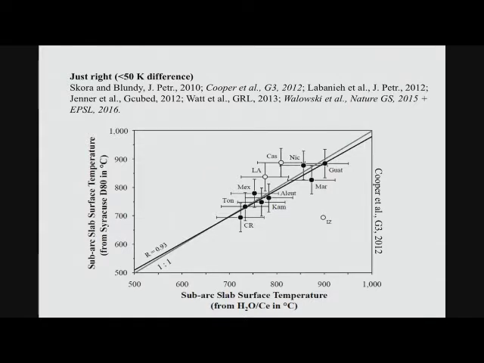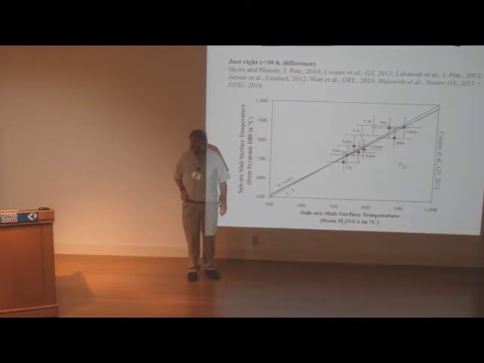This is work by Lauren Cooper and others in Terry Plank's group, where they developed and tested a new geothermometer that's based on the ratio between water and cerium. What they argue they can do with this is to measure the temperature at which fluids leave the slab below the arc. And because I'm not a geochemist, I'm going to leave it at that. I'm assuming that they know what they're doing.